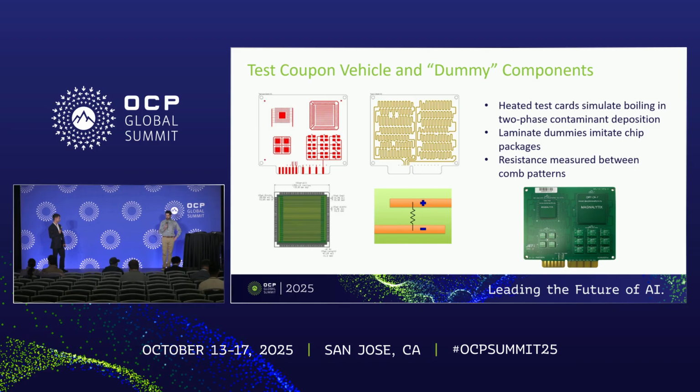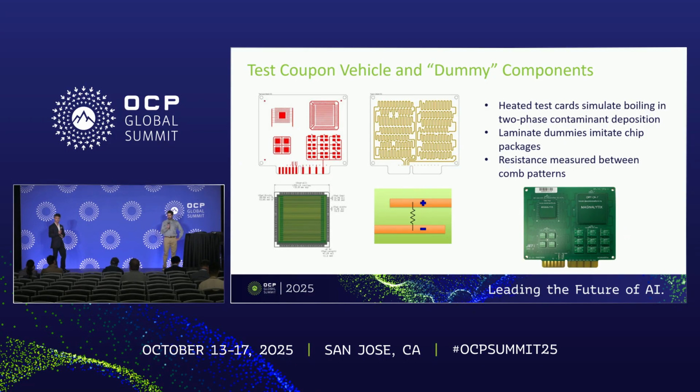So the immersion vehicle that we used is based on the surrogate test cards that we use for our traditional SIR testing. We realized that with some modification, this test vehicle could be used to model real-world risk in two-phase immersion fluids. The test card consists of a series of interdigitated comb patterns that provide us with the low current, high resistance readings that we use for our SIR measurements.